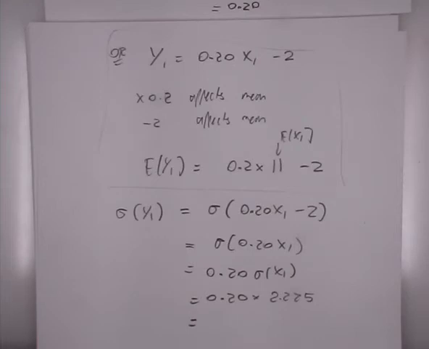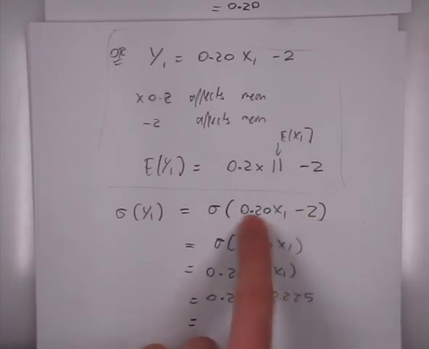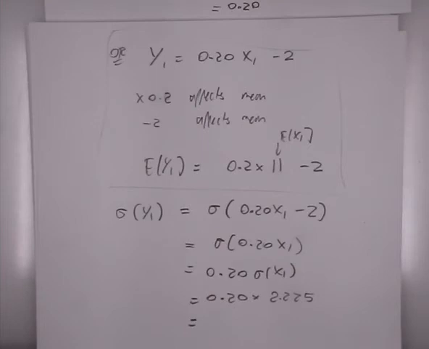And so for y2, you would do the same thing. You could just as easily say the -2 won't affect the standard deviation, but the 0.2 will. So I'll just multiply by 0.2. Okay? Yes, I didn't realize that was in your lectures.